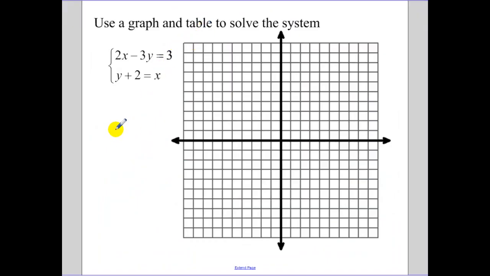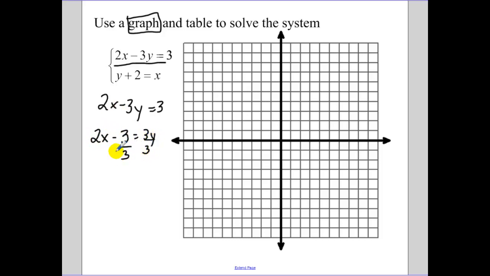Okay. Solving systems of equations. One way to solve a system of equations is to use a graph. So graphing these, if we pull out this first equation, let's solve that first equation for y. So we have 2x minus 3y equals 3. If I'm solving for y, I'm going to add the 3y over, subtract the 3. So I have minus 3 is equal to 3y. Then I'm going to divide each and every term by 3. So we have y equals 2/3 x minus 1. So now I'm going to plot that graph.